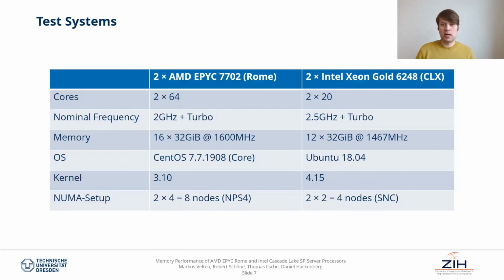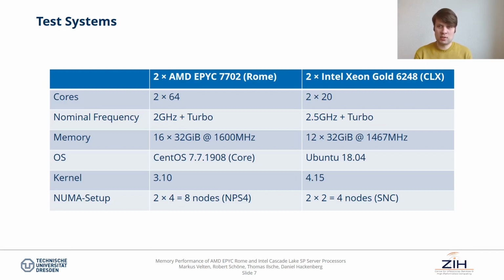We use 2 test systems. The AMD EPYC Rome system is our own in-house HPC cluster. Access to the Intel system was provided by the Erlangen National High Performance Computing Center. The AMD system uses 2 64-core processors per compute node with 2 GHz nominal clock speed and main memory running at 1600 MHz, which is the fastest main memory you can use with them.